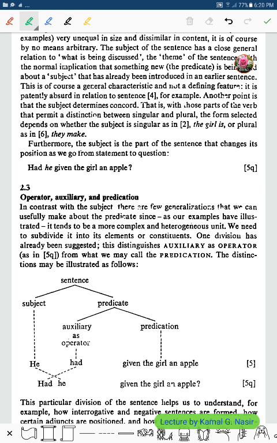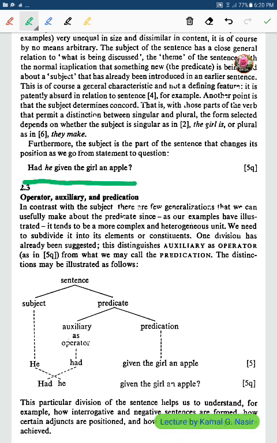Good. What about the predicate? The predicate includes the verb and what comes after the verb. All the clause, the verb and what comes after, can be regarded as a predicate. Example: Had he given the girl an apple? Had he given the girl an apple? What is the main sentence? How was the sentence before? The sentence was, he had given the girl an apple. He had given the girl an apple.